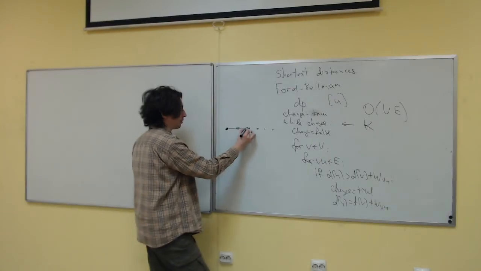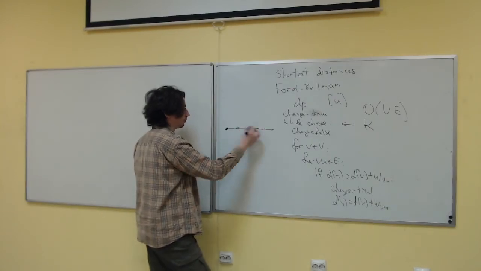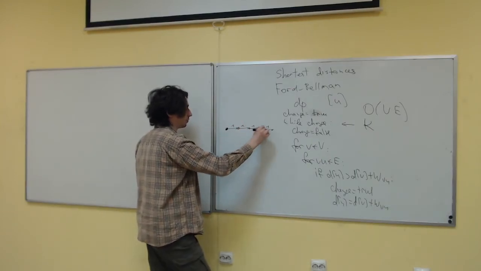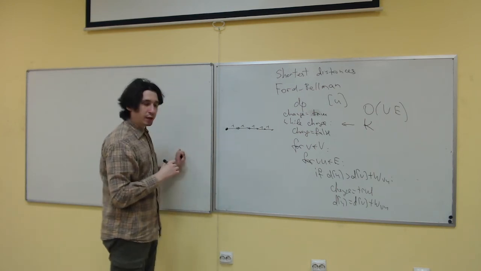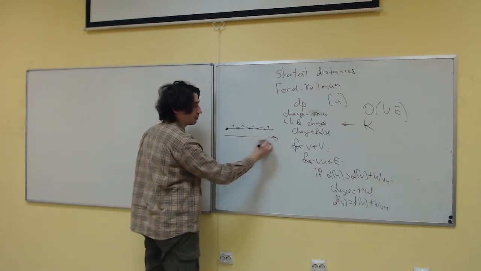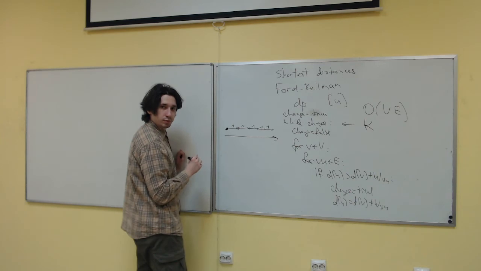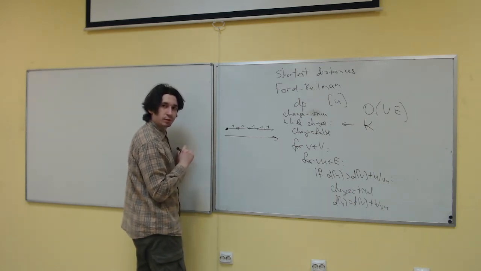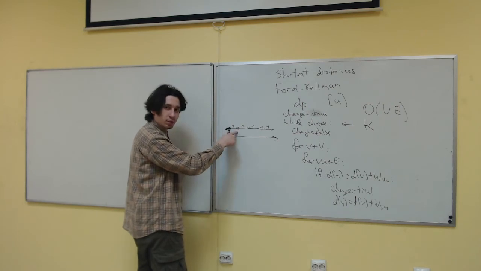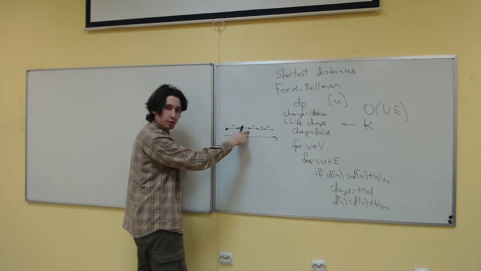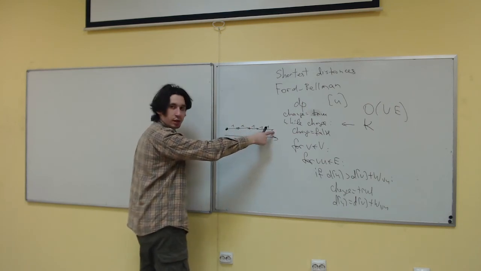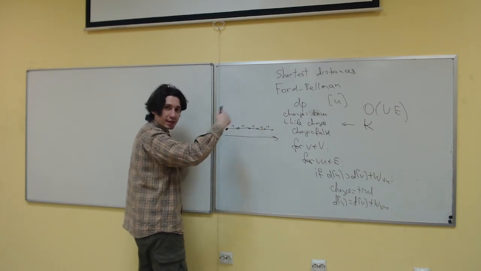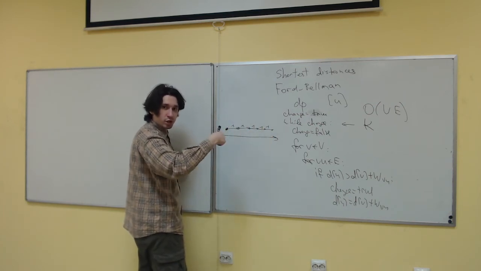suppose we have this graph, and if we iterate through the vertices from left to right, we are done in one iteration. Because you will take this vertex, you update this one, then you update this one, then you update this one, and so on. And that's all. On the next step, nothing will change.